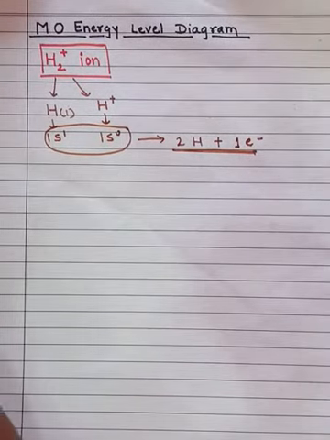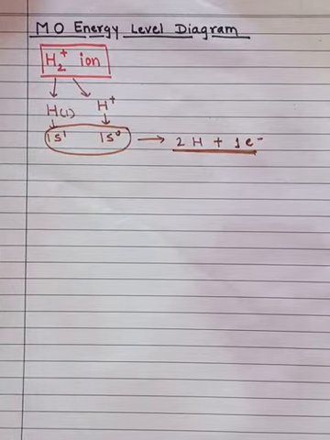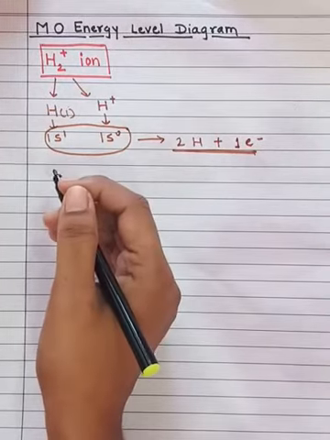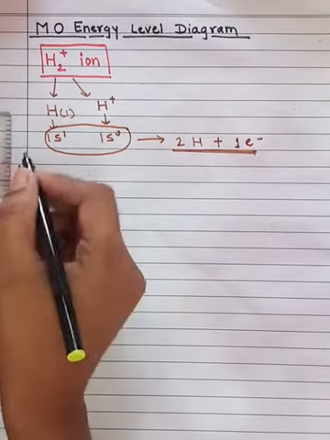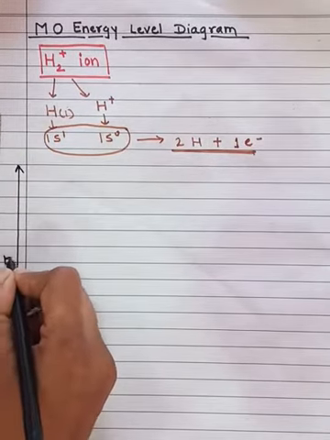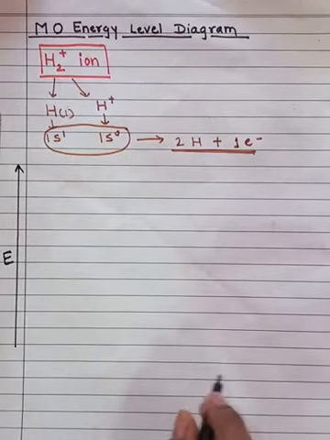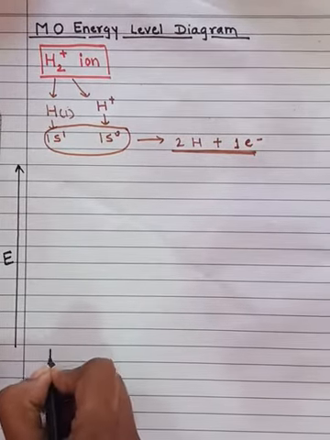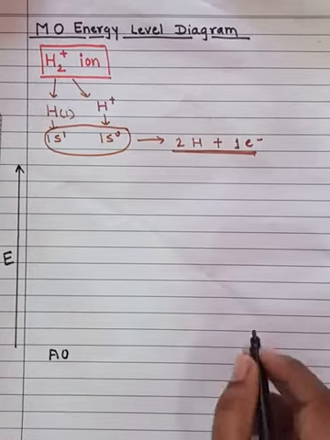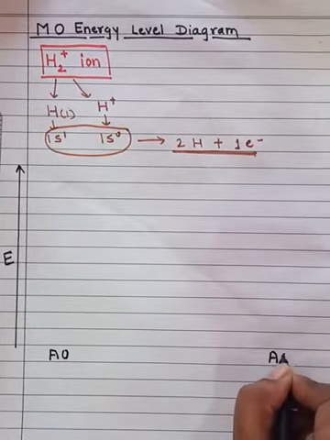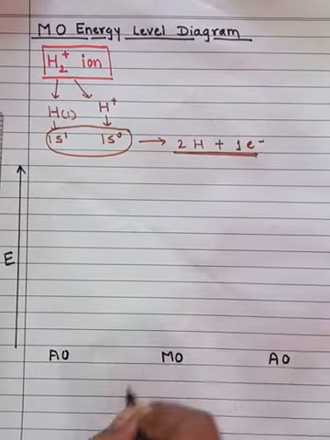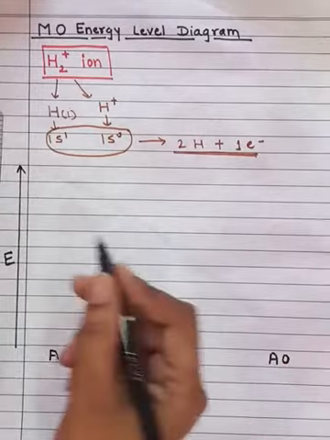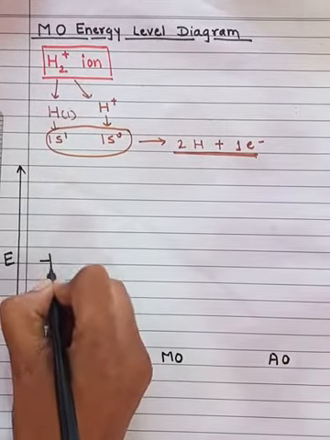So let us draw the MO energy level diagram. How to draw the MO energy level diagram? We know that we have to draw this MO energy level diagram across the energy axis. Okay, so this is the energy axis, which is increasing energy. Then to the sides, we are having the atomic orbitals. This is the atomic orbital of one atom and this is the atomic orbital of the second atom. Then at the center, we are having the molecular orbitals.